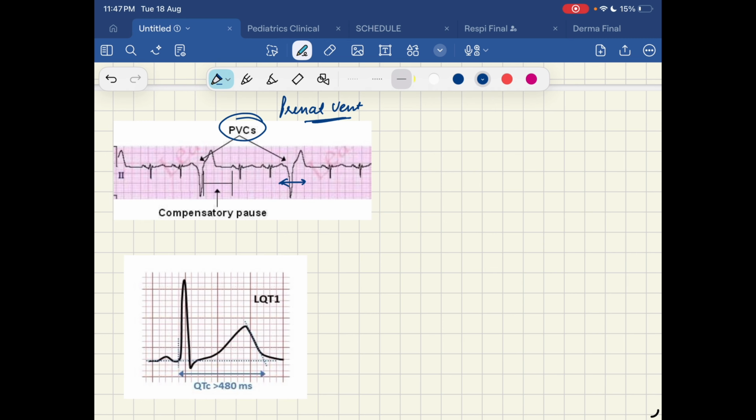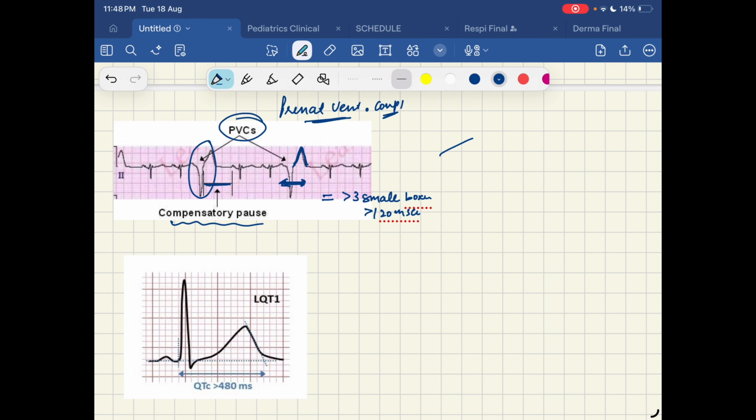So the heart needs some kind of rest after that PVC. That's called the compensatory pause, which is characteristic of the premature ventricular complex. So it can be of many types. It can be bigeminy or it can be trigeminy.